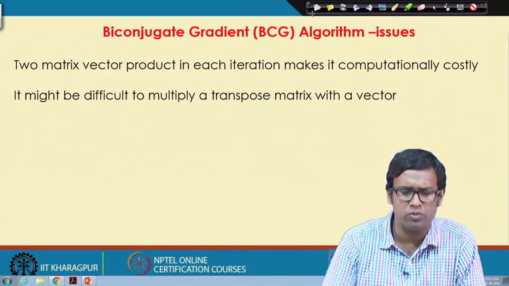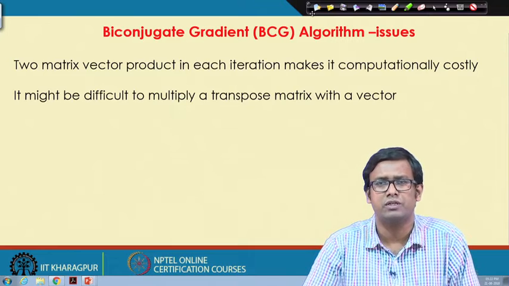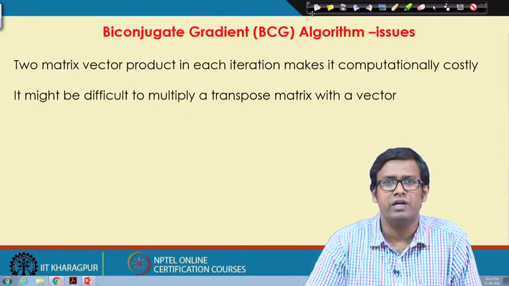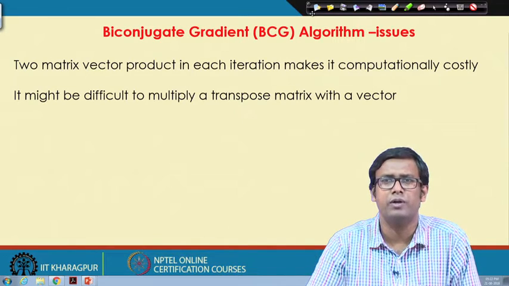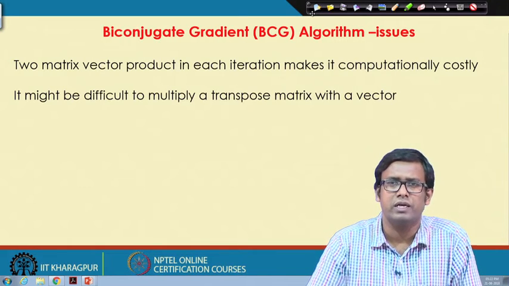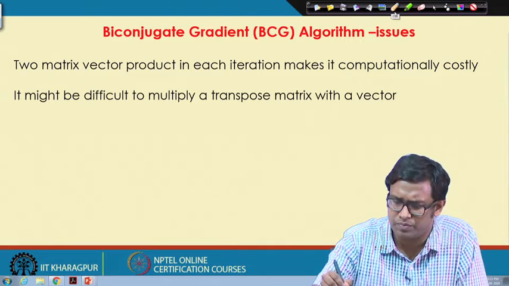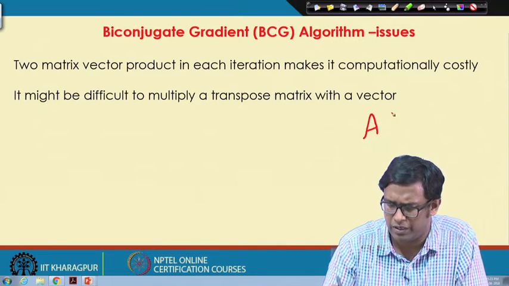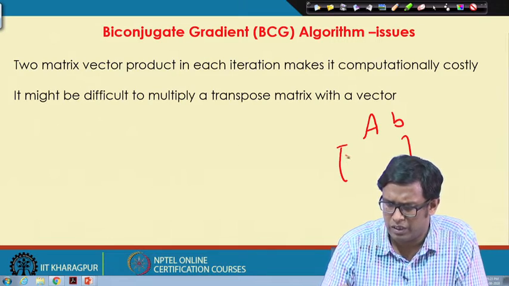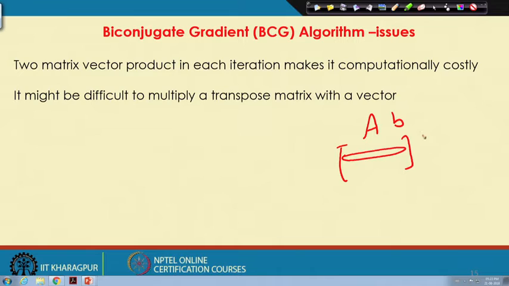So, the issues are that two matrix vector products in each iteration make it computationally costly. Also, it might be difficult to multiply a transpose matrix with a vector. We were deliberating on this point in the last slide: when we do the multiplication, say we are writing A into B, each element in a row of A is multiplied with the corresponding element in the column vector B. This is multiplied with this, and they are added.